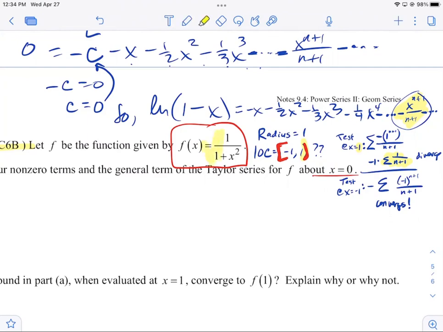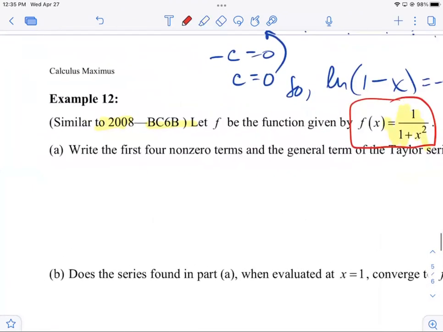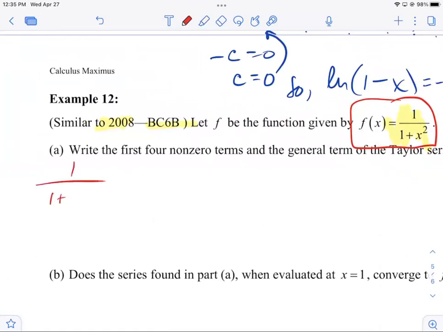Hopefully not. When it looks quotient-y like this, you might be able to build it from what you know. 1 over 1 plus x squared. Remember, I need to make it 1 over 1 minus something, and this something is what I'm going to call my r. We did this two days ago, Monday. How can I write plus x squared as a minus something? Negative x squared. When you write it like that, the order of operations is important. That squares it first and then multiplies it by -1. It's not quantity negative x squared.